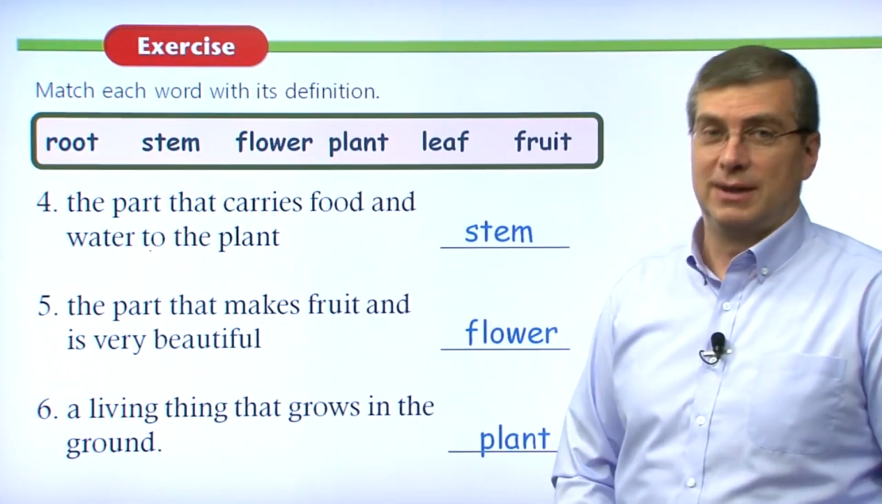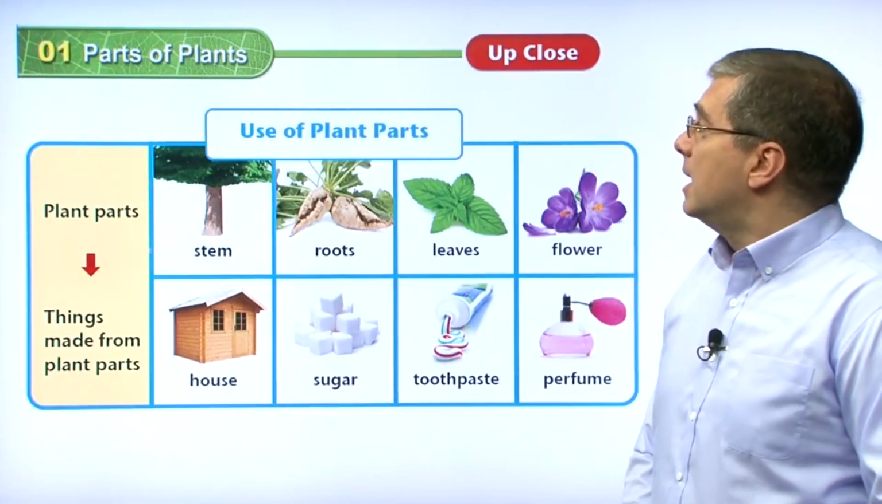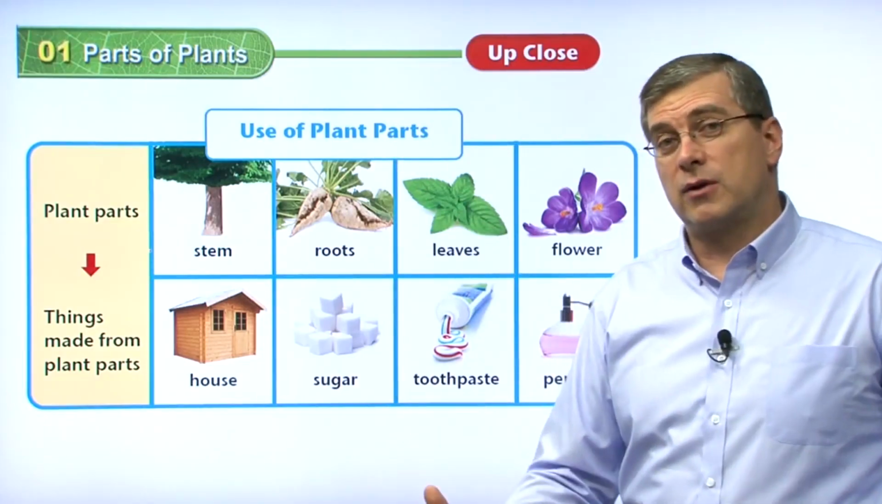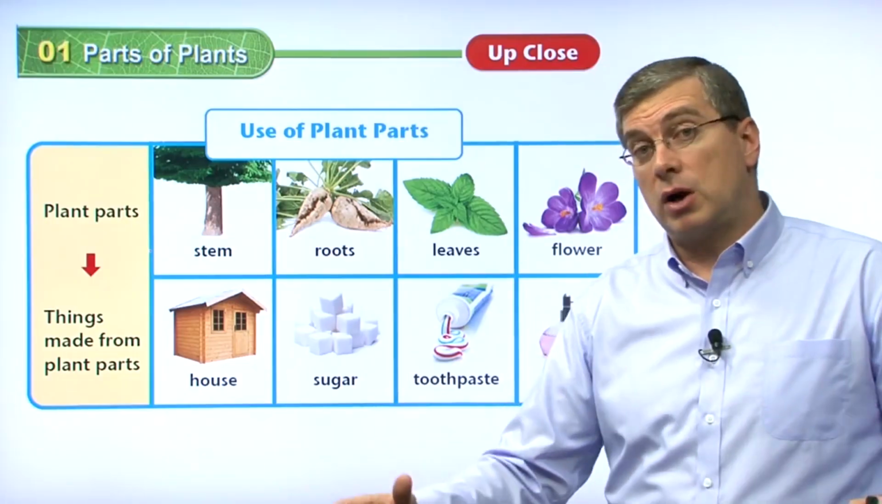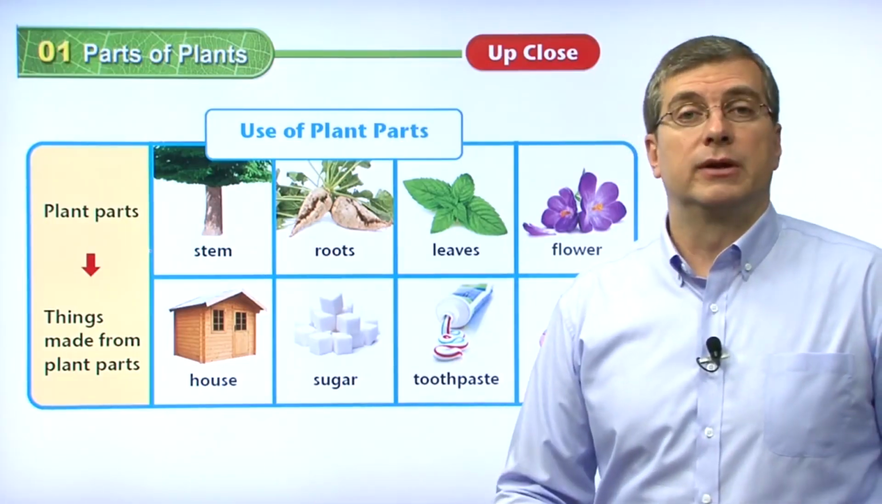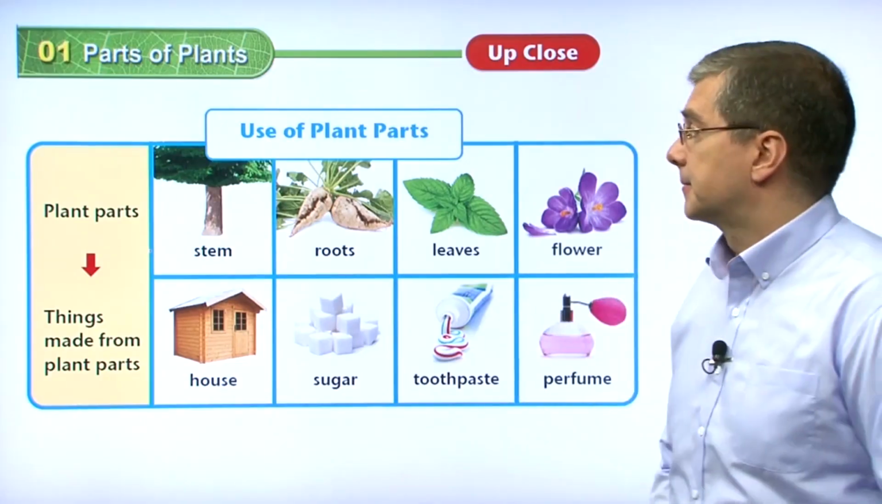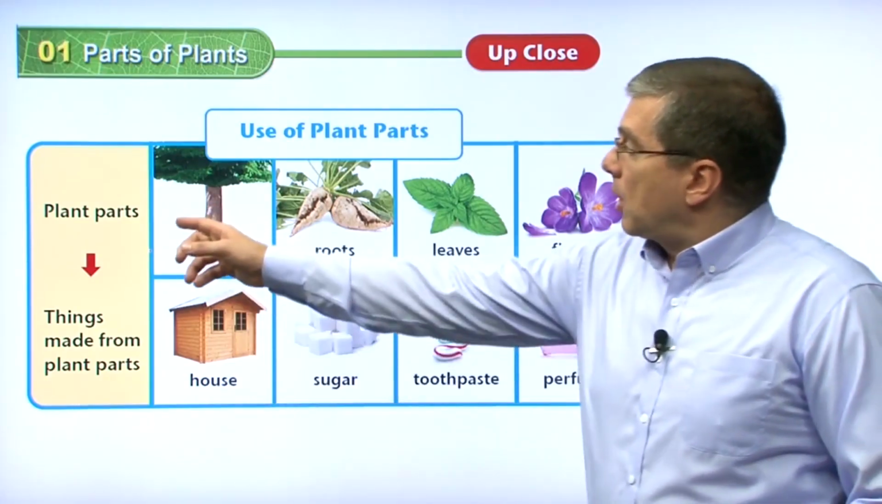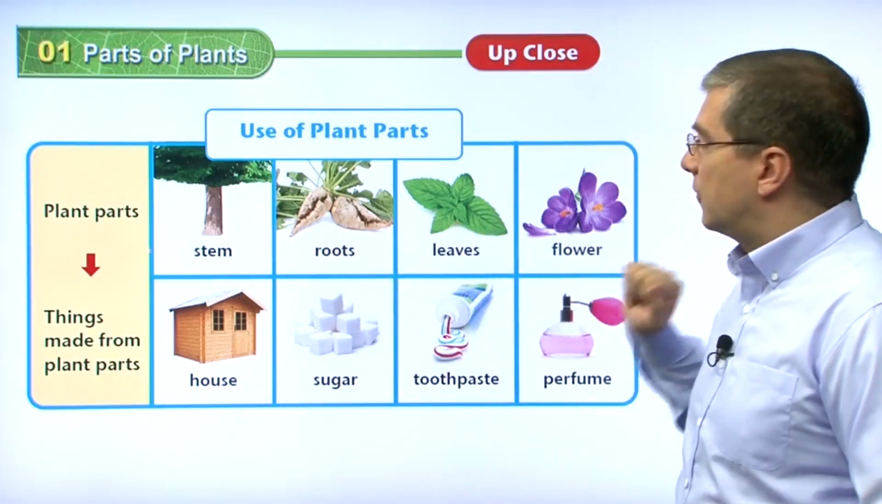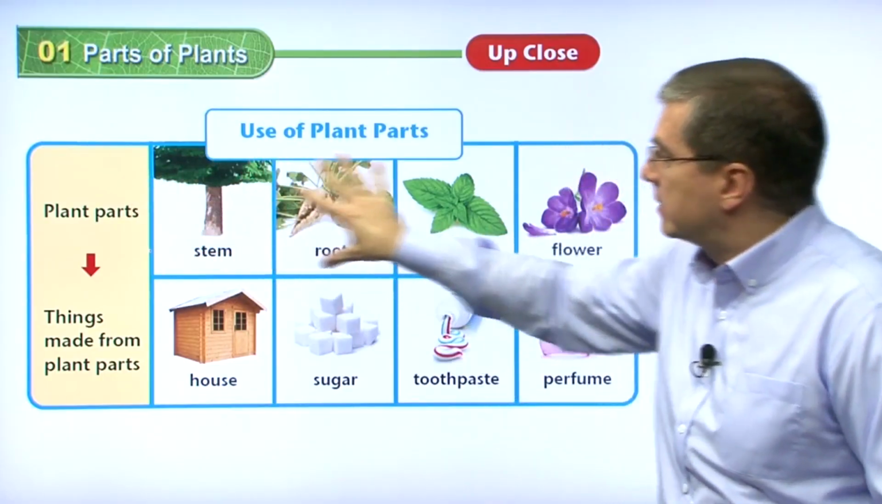They don't move. Okay. Well, let's talk now about the use of plant parts. We talked so far about the many different parts of a plant. Now let's talk about how we use these parts of the plant. Plant parts, we've talked about these: stem, roots, leaves, and flower. Okay, these are all plant parts.